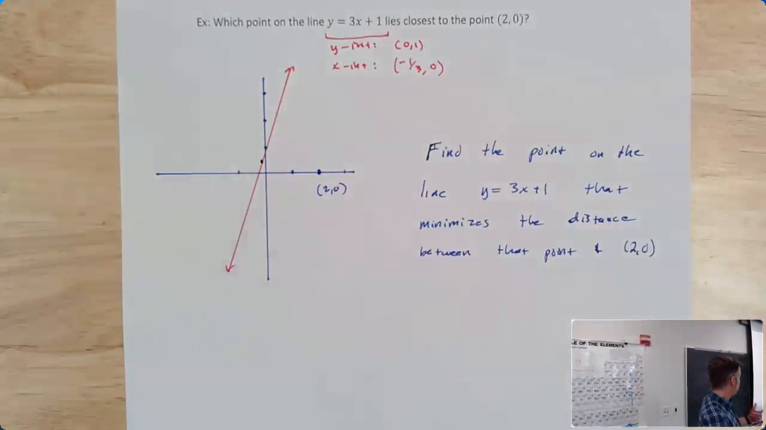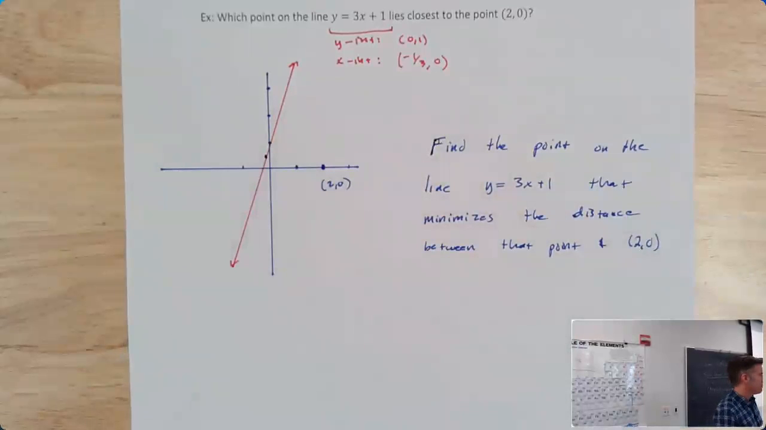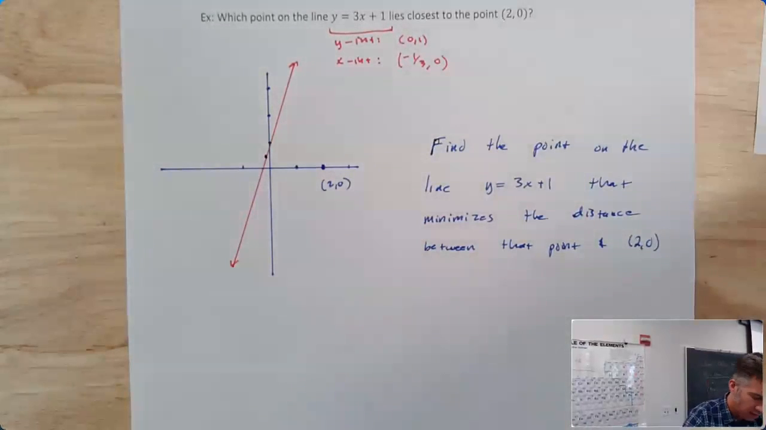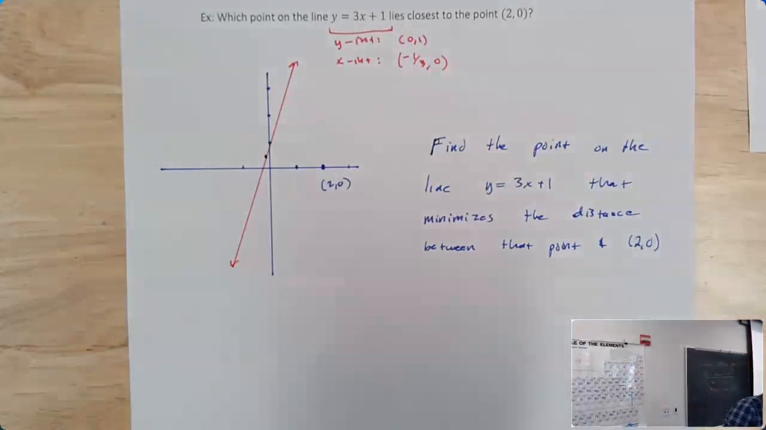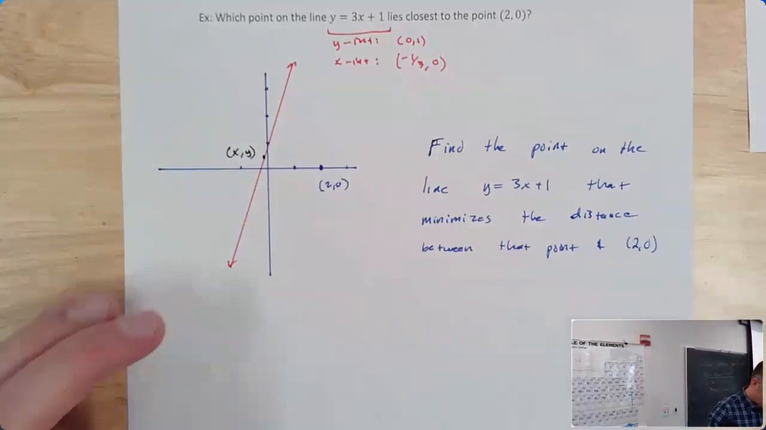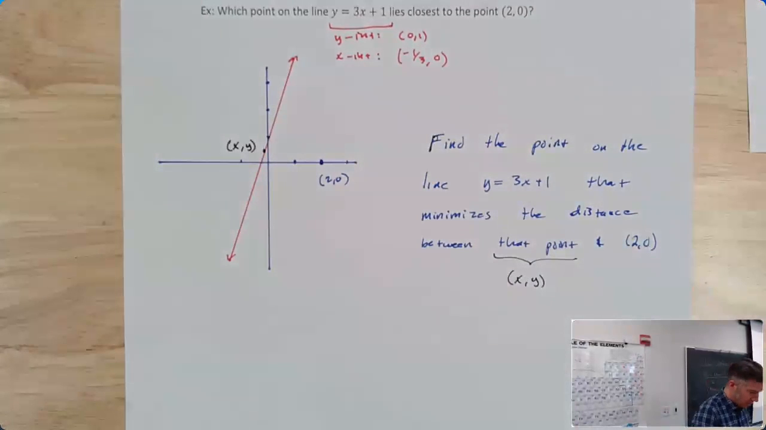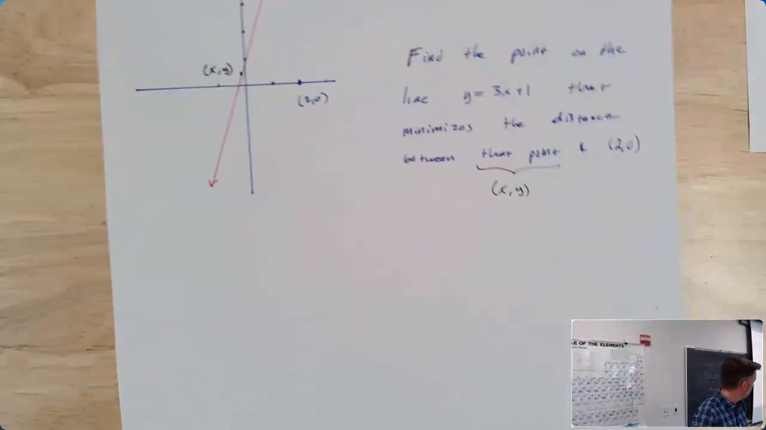Whenever you're trying to find a point that is closest to another point, you're always trying to minimize the distance between those 2 points. I don't know what this point is over here, right? We're trying to find it. So we're going to call it the typical name for a point that we don't know, x, y. So this point over here, x, y, and (2, 0). Okay, so we want to minimize the distance between those 2 points.